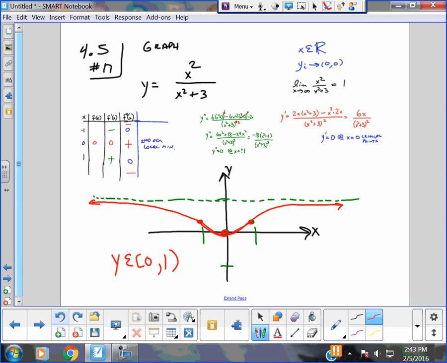We could talk about the regions of increasing and decreasing: decreasing from negative infinity to 0, increasing from 0 to infinity. And we talked about the regions of concavity. Concave down from negative infinity to negative 1, concave down from 1 to infinity, and concave up from negative 1 to 1. So we have 2 points of inflection: negative 1 comma 1/4, and positive 1 comma 1/4 are our 2 points of inflection. And we have just done rational function curve sketching through calculus.